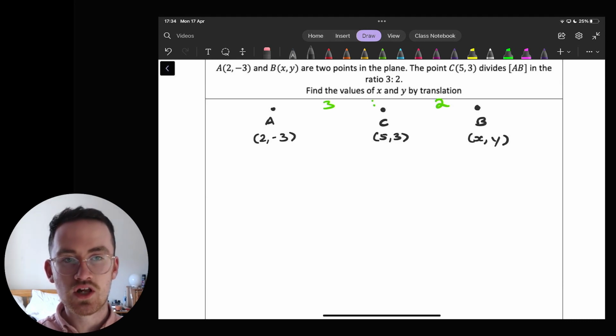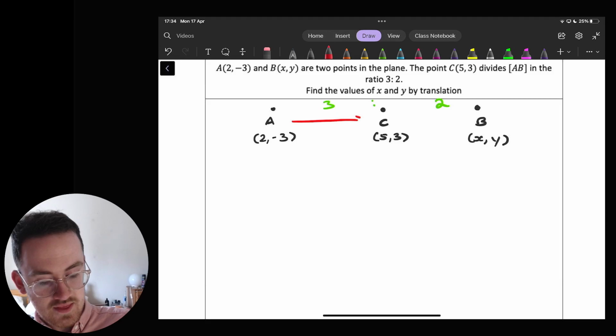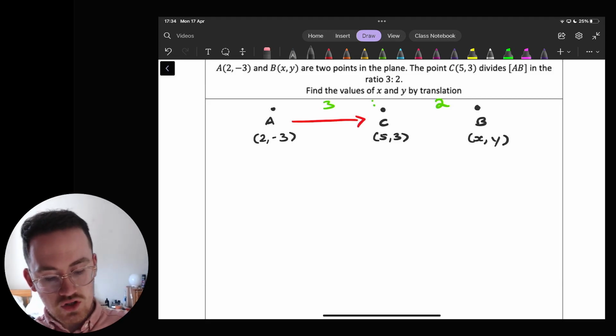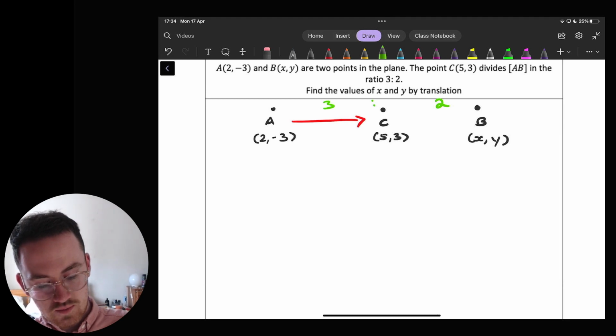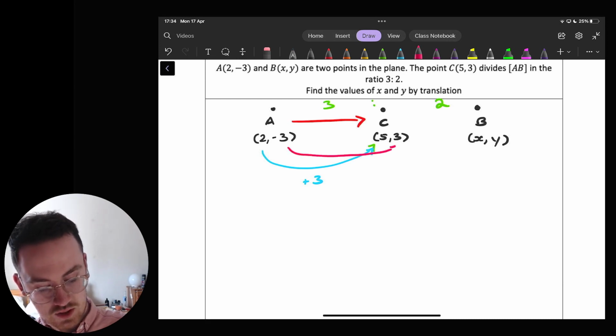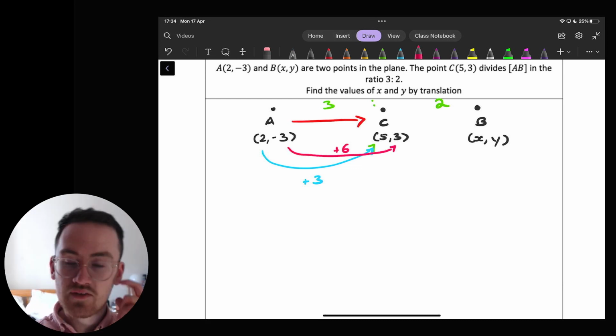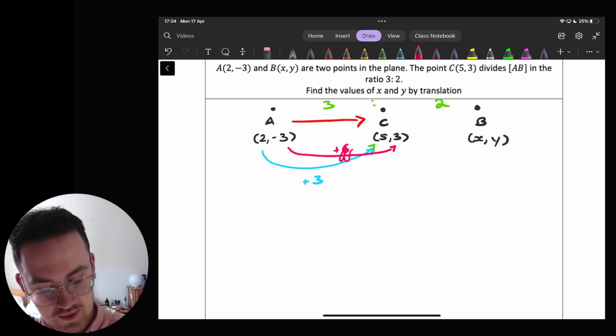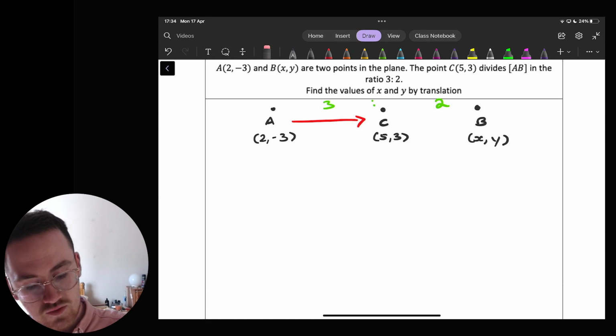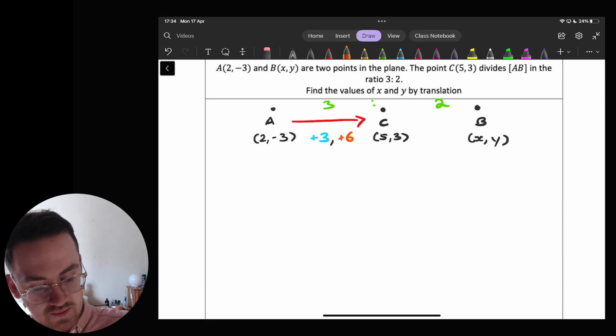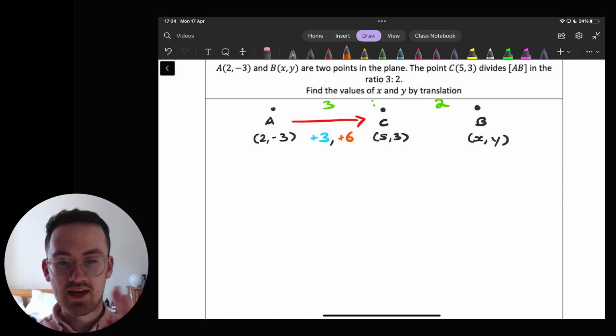In order to solve this question, we first need to work out the translation that takes me from A to C. Looking at the x coordinate first, to go from 2 up to 5, I would have to add on 3. Then to go from -3 to +3, I would have to add on 6. So my translation is going to be +3 in the x coordinate and +6 in the y coordinate. And that's how I get from A to C.